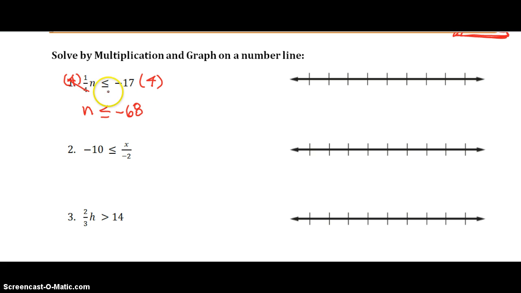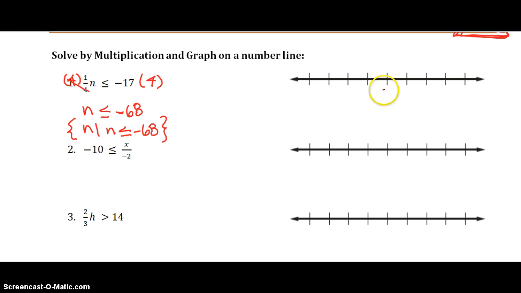Now I did not flip my sign. I have a negative answer, but listen, I multiplied by a +4. So this is not one of those situations where we need to flip the sign. So if you wanted to write this in set builder notation, n such that n is less than or equal to -68 with our fancy brackets.